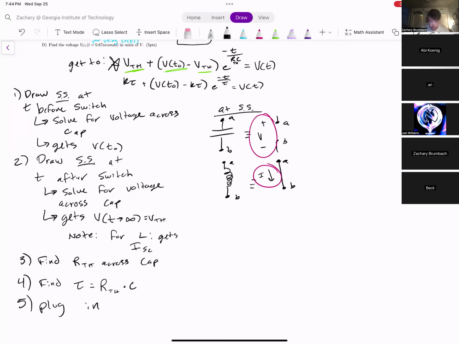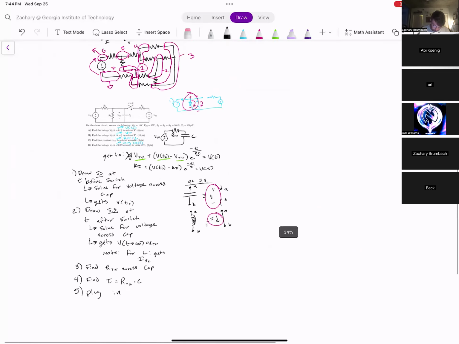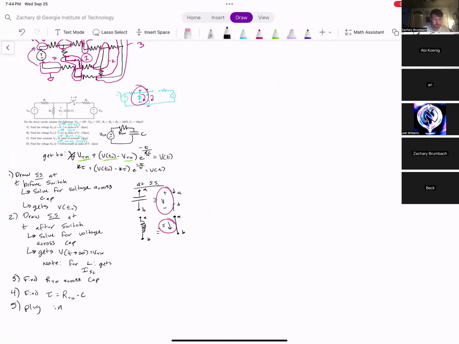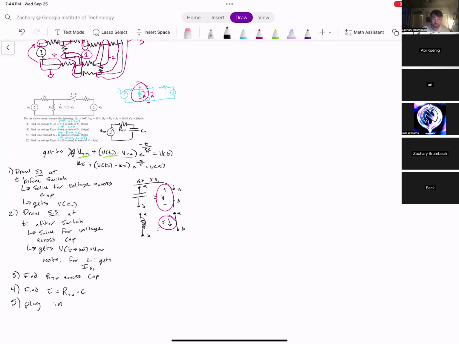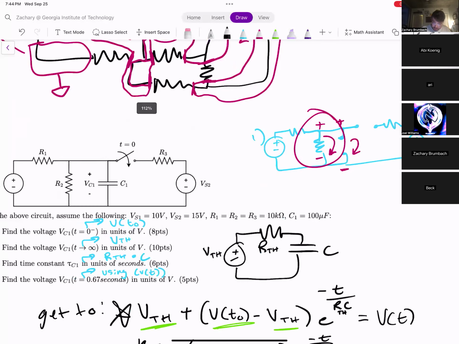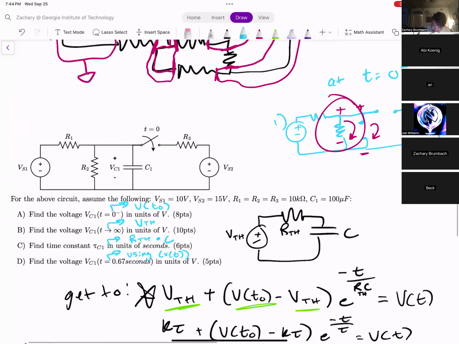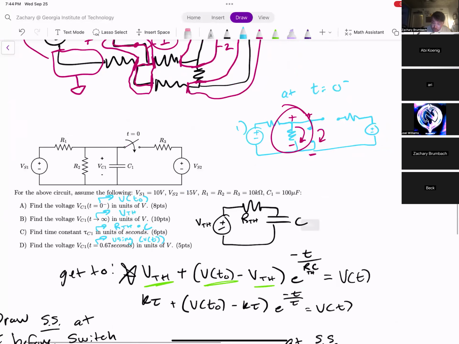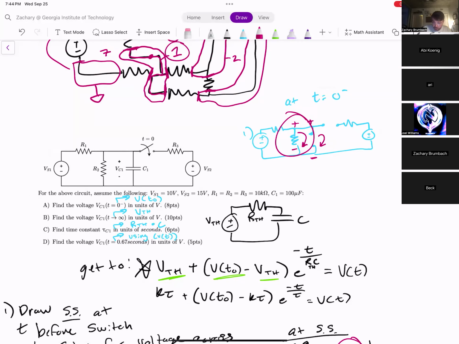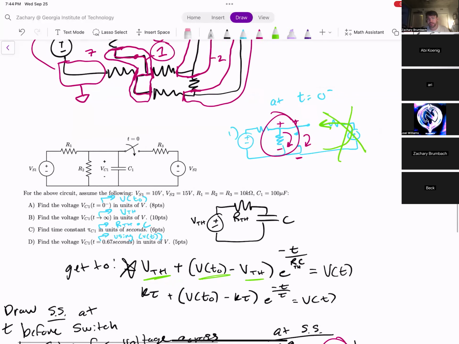Yes. Can you scroll back to the top where you did the first drawing? Okay. Wait, so the first drawing in blue is before the switch is even open, right? Yes, this is at t equals zero minus, so before the switch. Okay, so you still draw the right half, even though the switch is open? Yes, though as you can clearly see, this is just an open, right? So there's not going to be any current, so you can just cross it off. Okay. It's just a dead end.